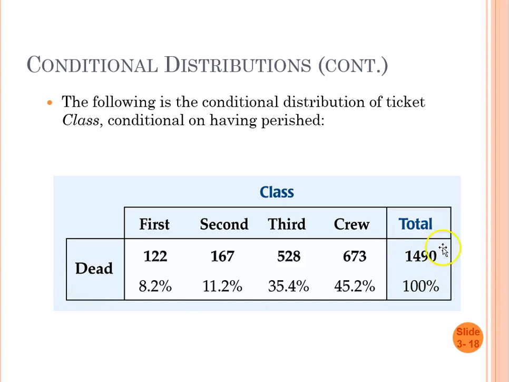And so we saw that the number of passengers that did not survive was only 1,490. And so each of these percentages then correspond to the fact that we're looking at a smaller number for the passengers that did not survive.